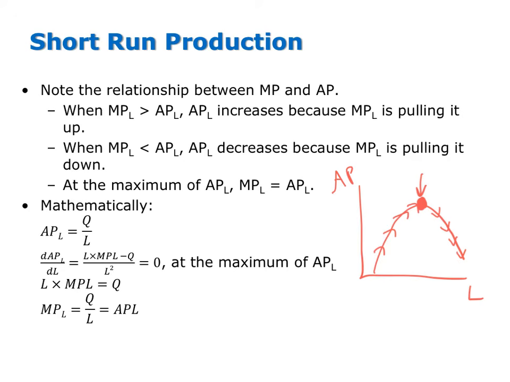This relationship is something that can be demonstrated mathematically, and that's what you see right here with this mathematical proof that at the maximum of average, marginal and average are the same. This is not a proof that you need to know, but is presented here for those of you for whom this would be interesting or beneficial.